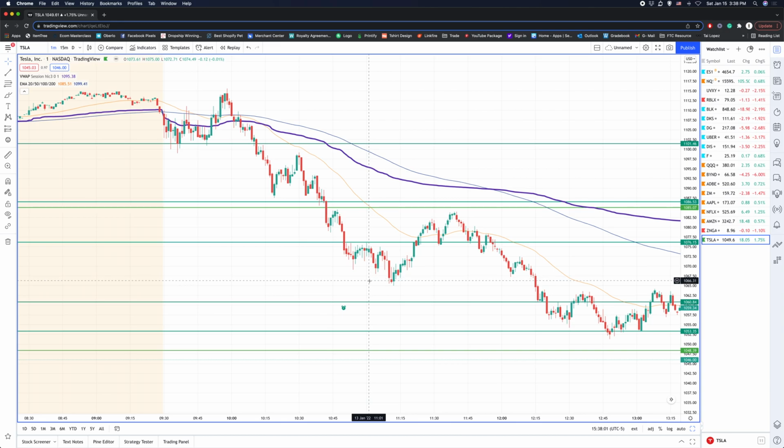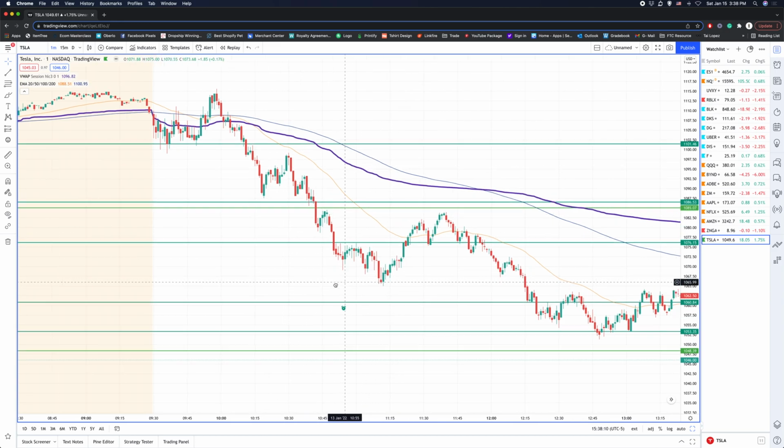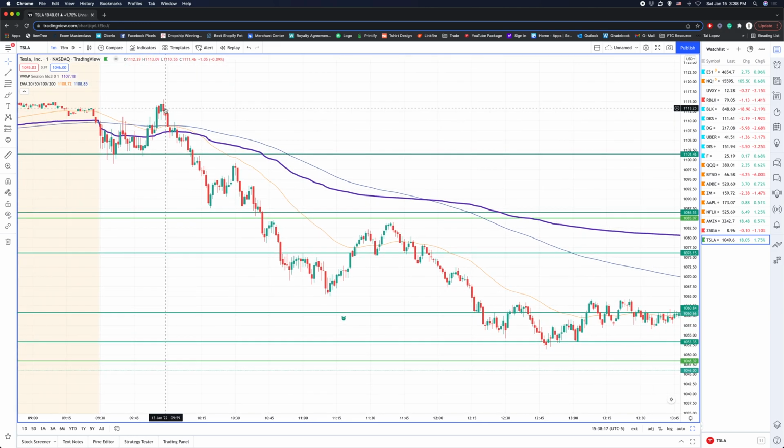With Tesla, I like to hold it a little bit longer, an extra few minutes, just because it moves so fast. You can make so much money off of Tesla. But be careful because the contracts are expensive. So, boom, VWAP break went down, and you would have made some money. I probably would have sold somewhere around here.